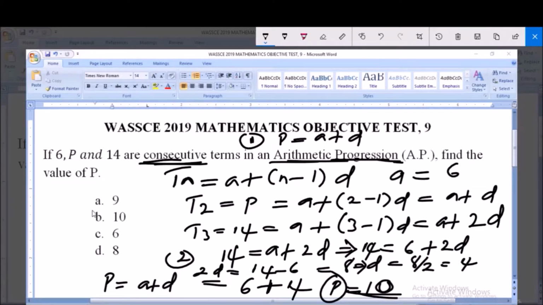So the sequence should be 6, 10, 14. You agree with me that the common difference is 4, right? 6 plus 4 gives you 10, and 10 plus 4 gives you 14, in that order. If we want to continue in this order, we'll have 18, 22, and the rest. But the answer to this particular question is 10, which is option B.